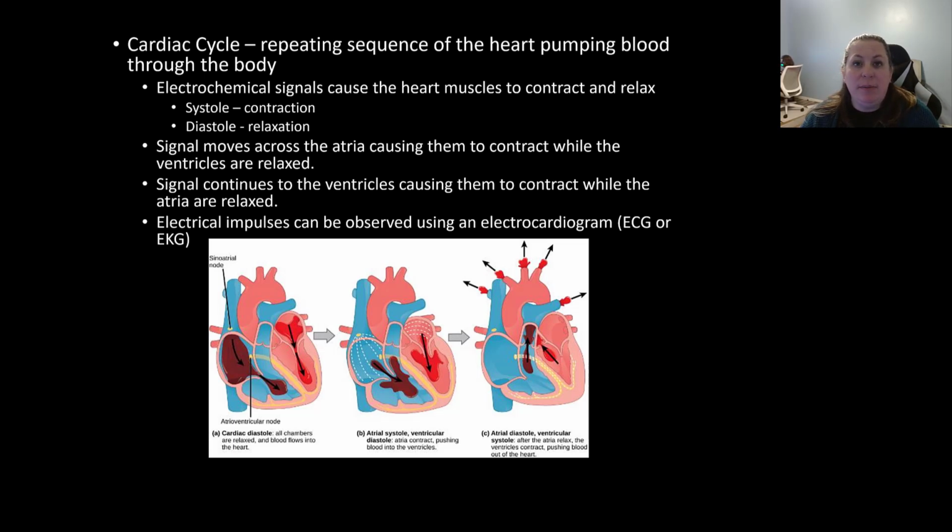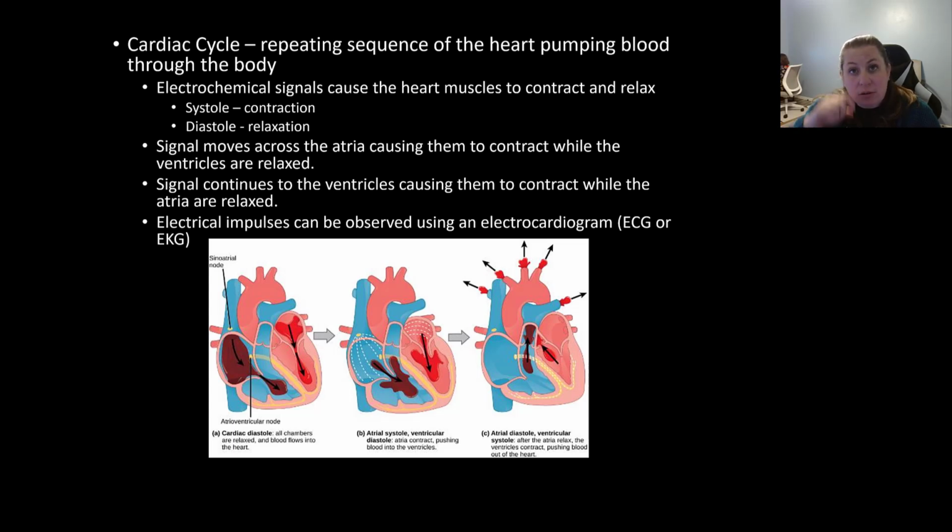Now, this idea of pumping the blood in between these different chambers is known as the cardiac cycle. This is the repeating sequence of the heart pumping. So it's this kind of structure where it's going to be this cycle that is going back and forth between these chambers. Now, this can be picked up because it is going to run on electrical impulses.